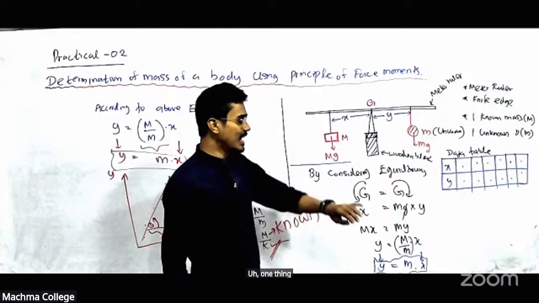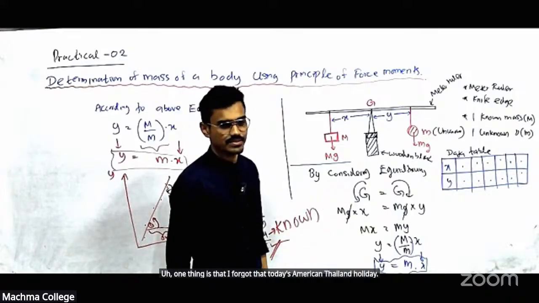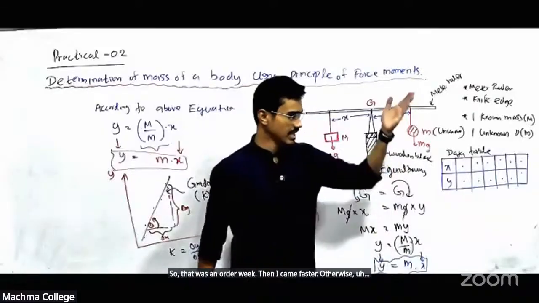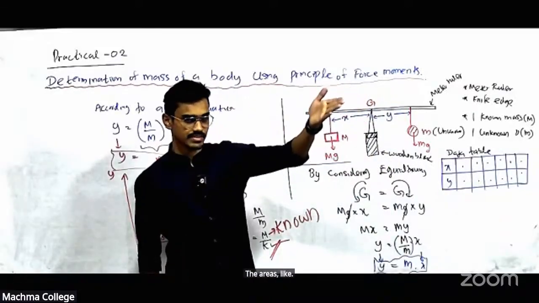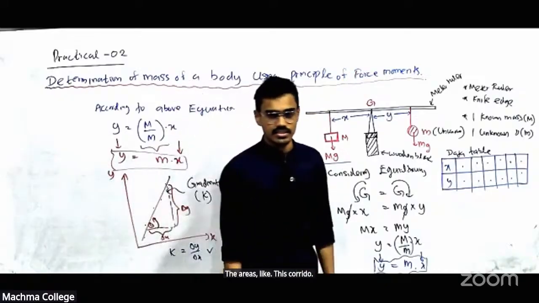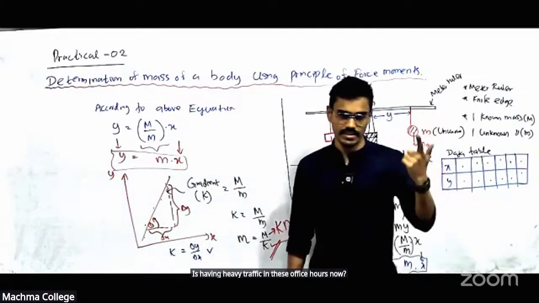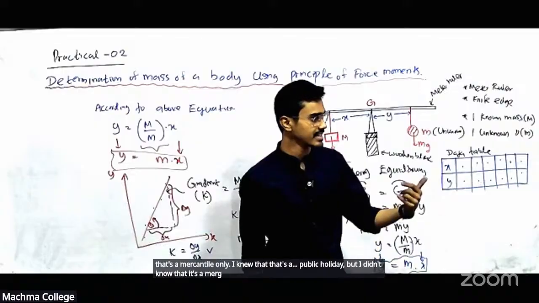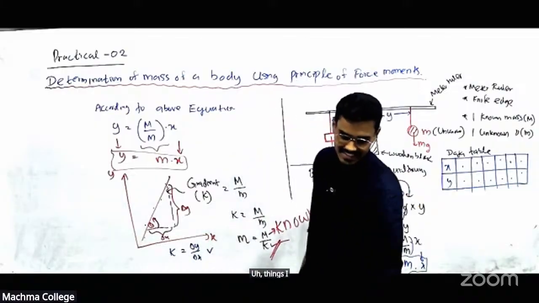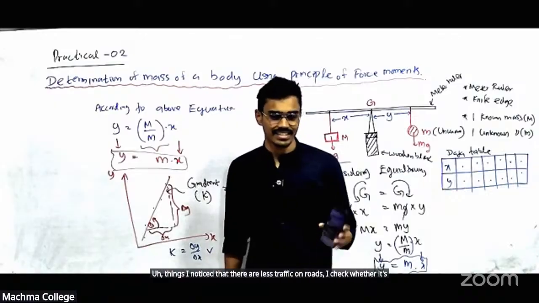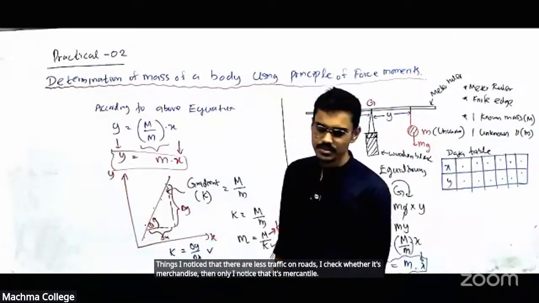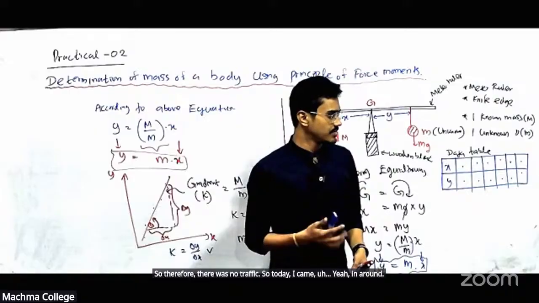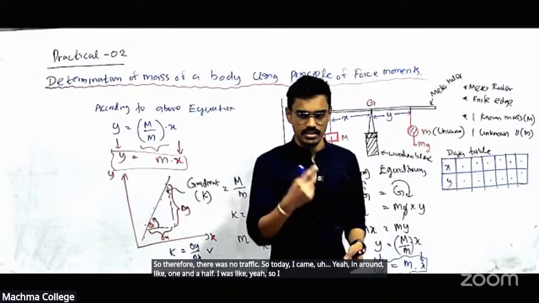One thing is, I forgot that today is a mercantile holiday, so there was no traffic. Then I came faster. Otherwise, areas like Wellawatte, this corridor, have heavy traffic in office hours. I knew that it's a public holiday, but I didn't know that it's a mercantile holiday. Then I noticed there was less traffic on the roads, so I checked whether it's a mercantile holiday. So there was no traffic, and today I came in around 1.5 hours. So I was here by 7:30.